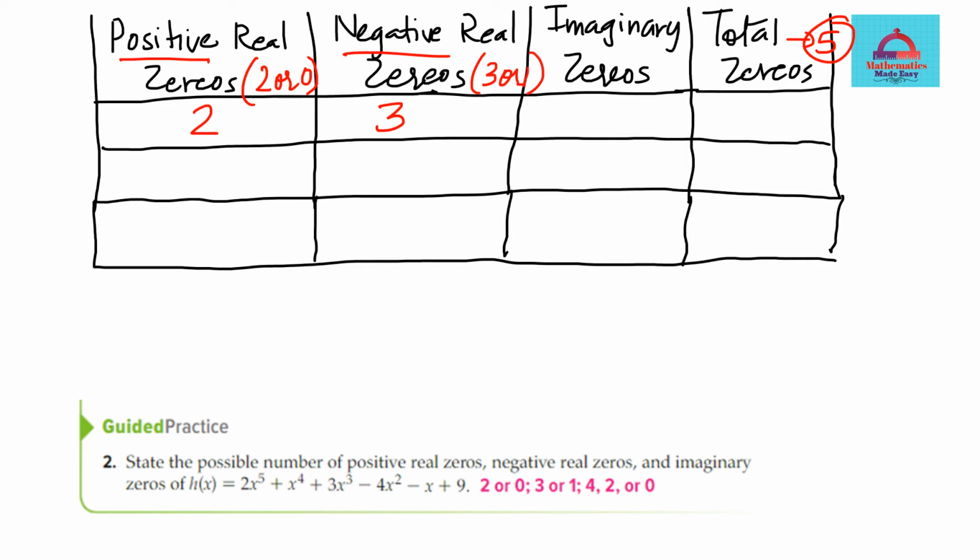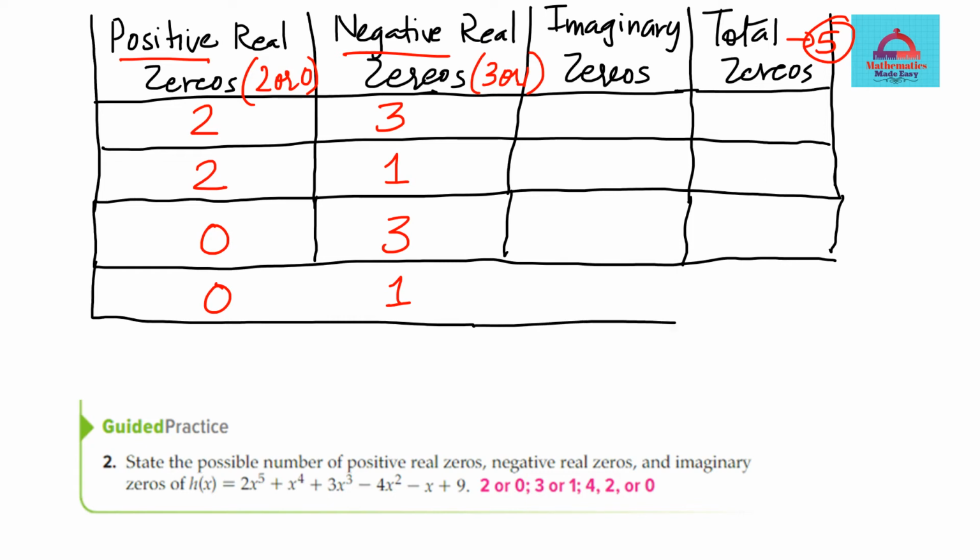So there are two options. Let's write each option one time. So for 2, if positive is 2, there are two options, 3 or 1. And if the positive is 0, there are two options again, 3 and 1. So that means our table will have 4 rows of roots. Okay, so now I'm just completing the table.